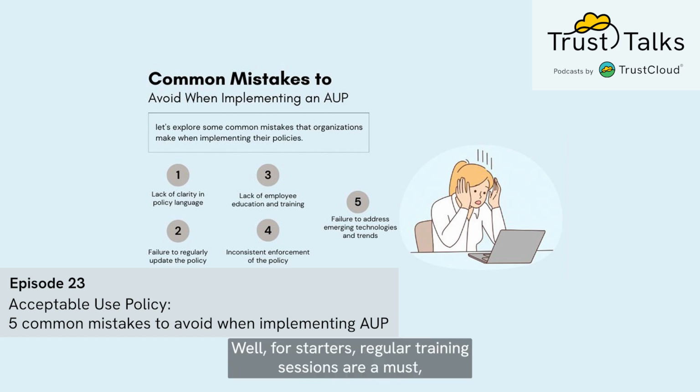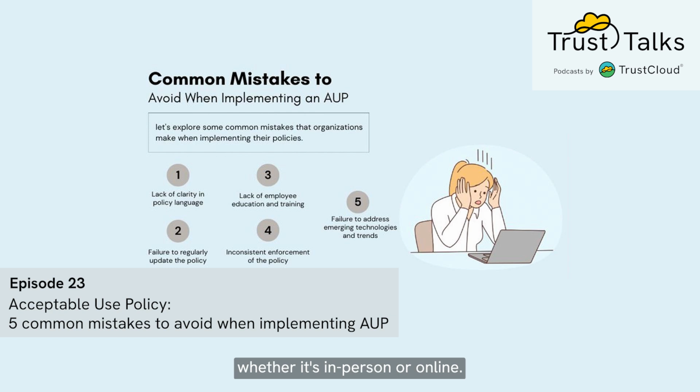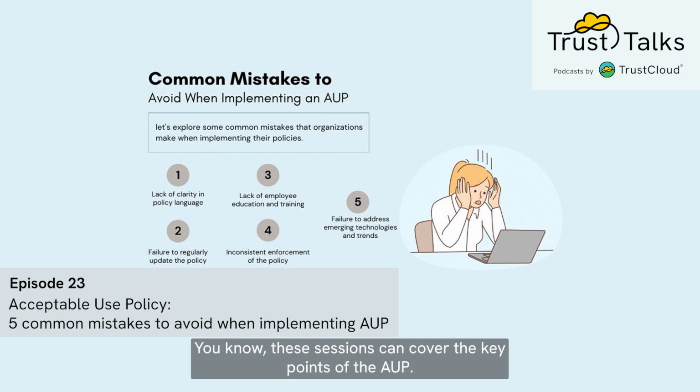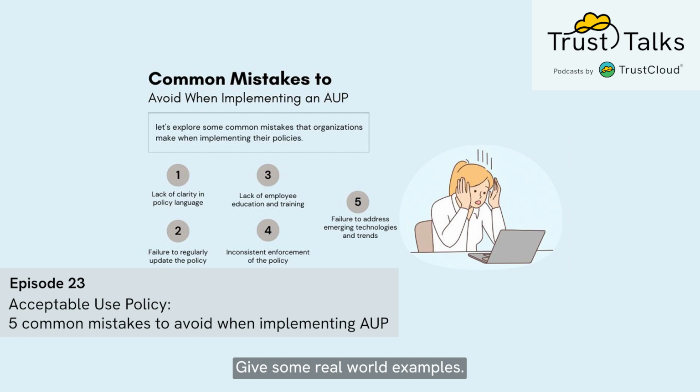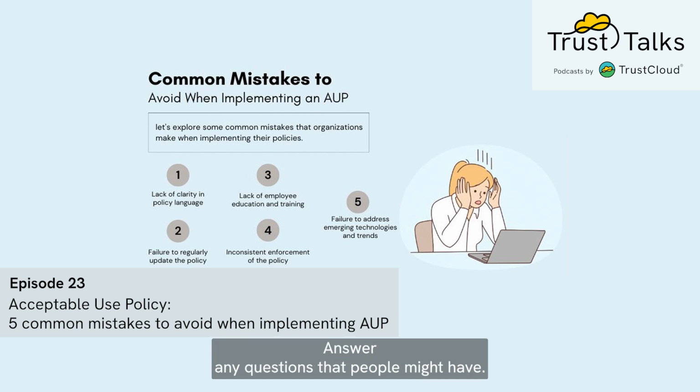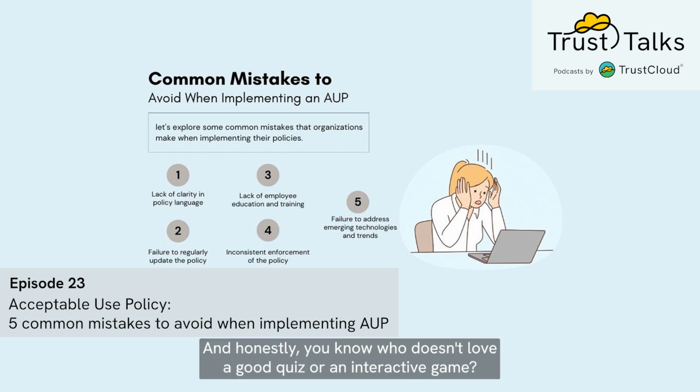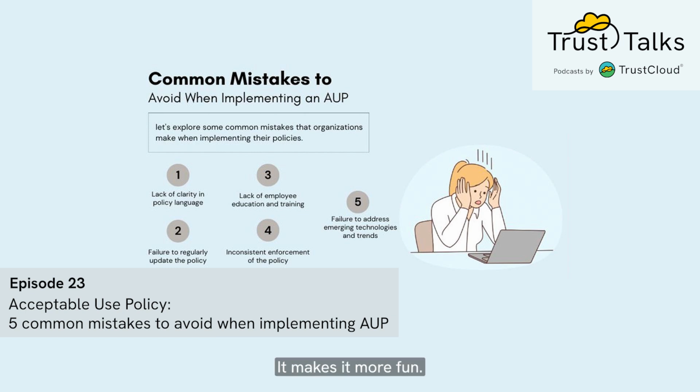Well, for starters, regular training sessions are a must. Whether it's in person or online, these sessions can cover the key points of the AUP, give some real-world examples, answer any questions that people might have. Yeah, that's a good idea. And honestly, who doesn't love a good quiz or an interactive game? It makes it more fun. I'm all about gamifying learning. Make it fun, make it memorable.